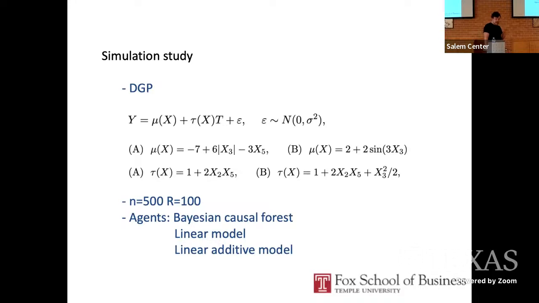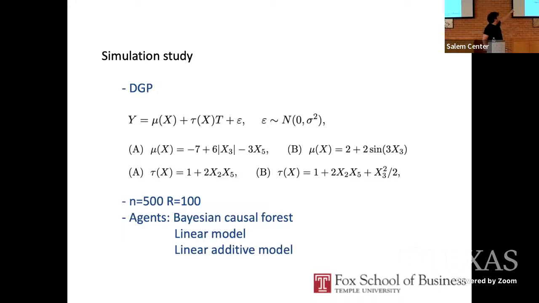So we ran a bunch of simulation studies. The first one is a very simple simulation study. We have a DGP. It has two components, the prognostic term and the treatment effect. You get, this should be, right, there's A and B on two sides.